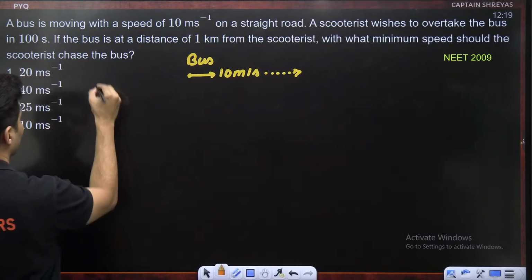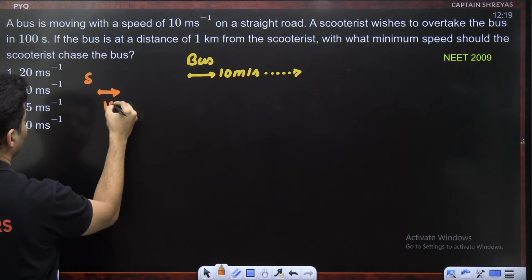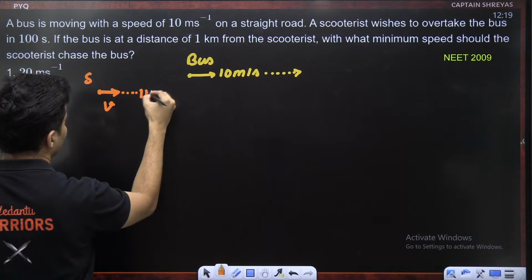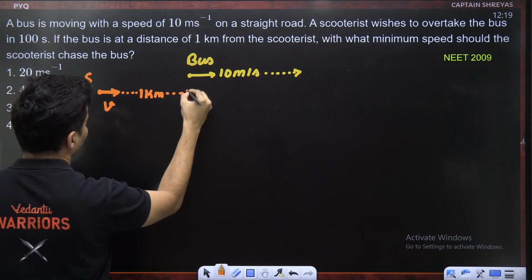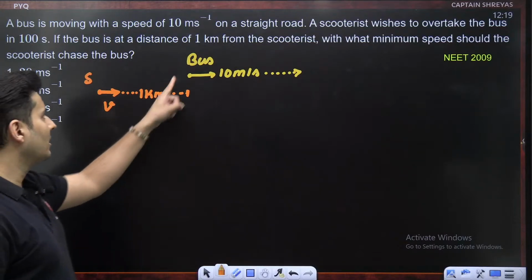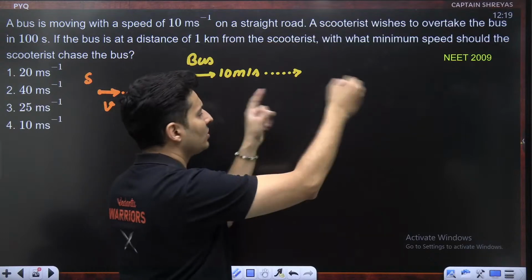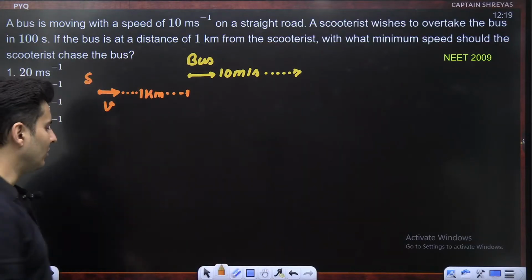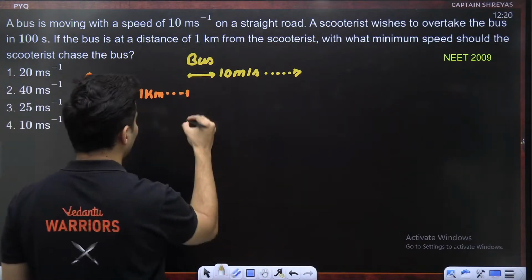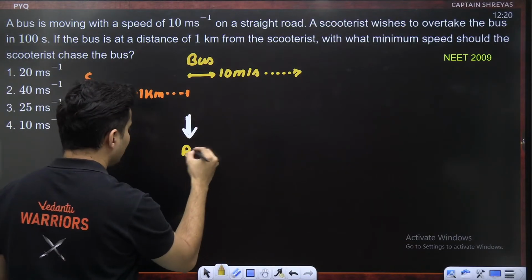So this is our scooterist. He wants to cross. I don't know what's the speed, but this distance is 1 kilometer. And he wants to catch that bus. But by the time he reaches here, the bus has gone ahead. So he will have to move further. But again, the bus has gone ahead. So we'll obviously do this problem by relative motion. So convert this problem first of all. Make the bus stationary.